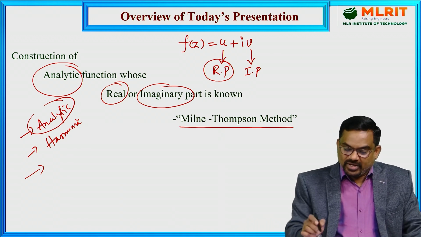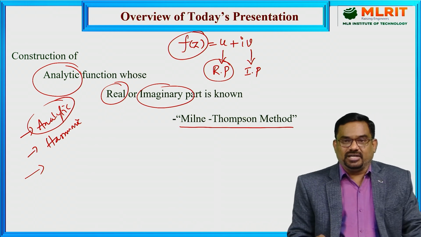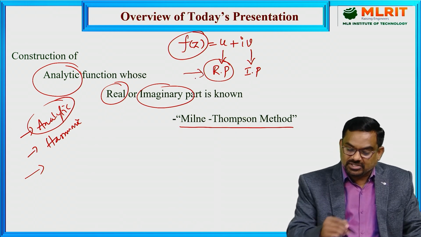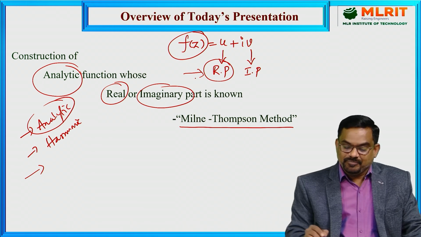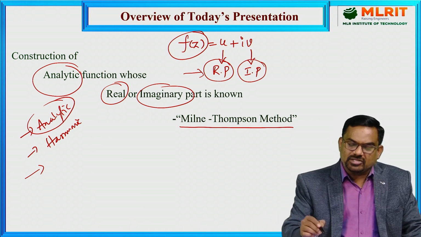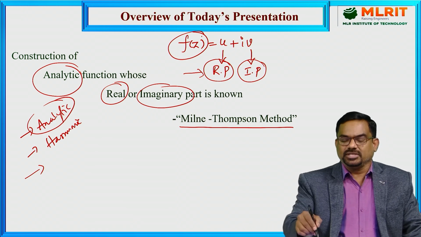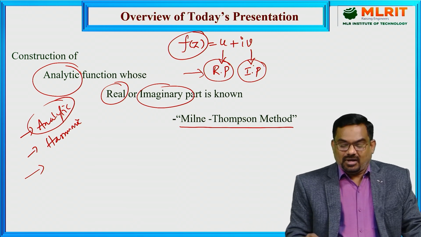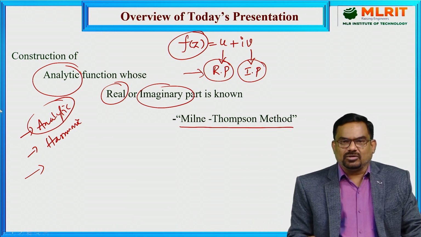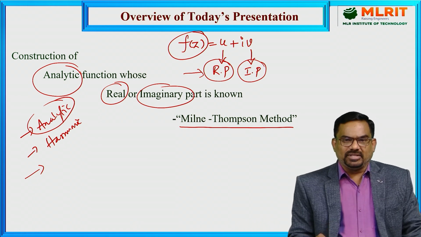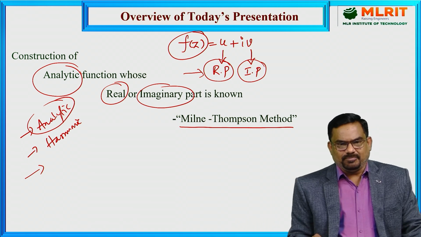Now, we can find, or construct, the analytic function f of z just using this real part. Similarly, if only the imaginary part is given, we can find the analytic function using the same method, and that method is called Milne Thompson method. First I would like to introduce the method, then I will solve two problems on the same.